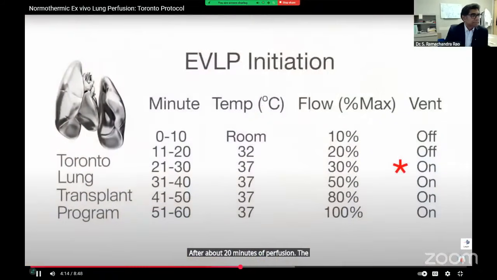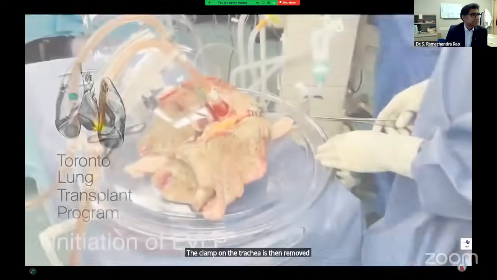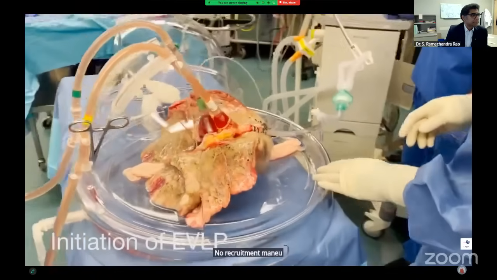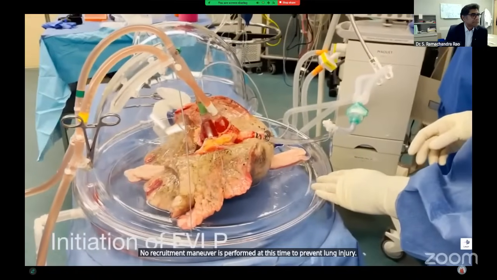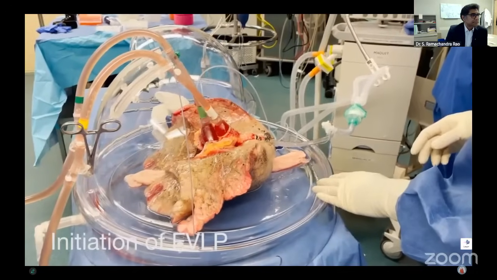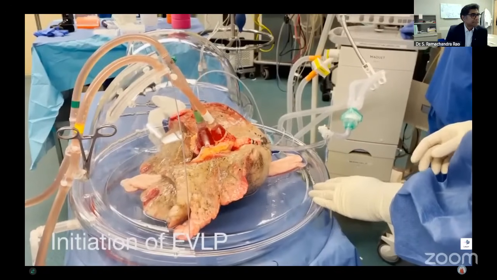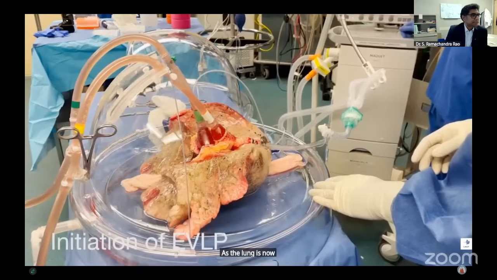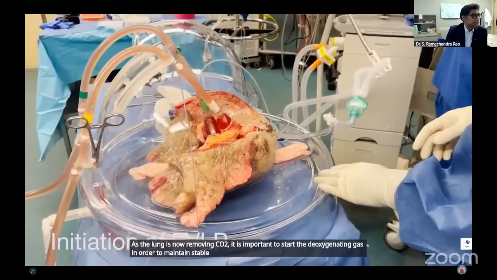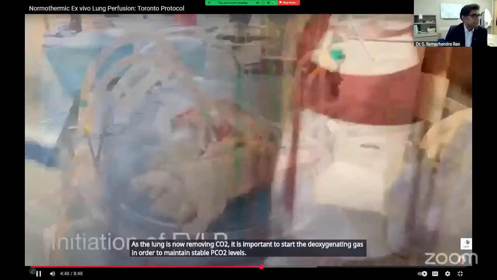After about 20 minutes of perfusion, the ventilator is turned on. The clamp on the trachea is then removed and the lung allowed to ventilate slowly. No recruitment maneuver is performed at this time to prevent lung injury. As the lung is now removing CO2, it is important to start the deoxygenating gas in order to maintain stable pCO2 levels.